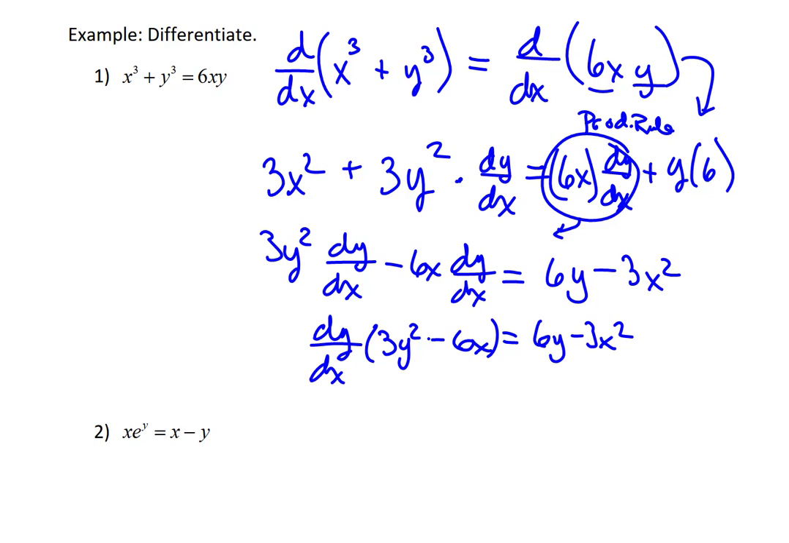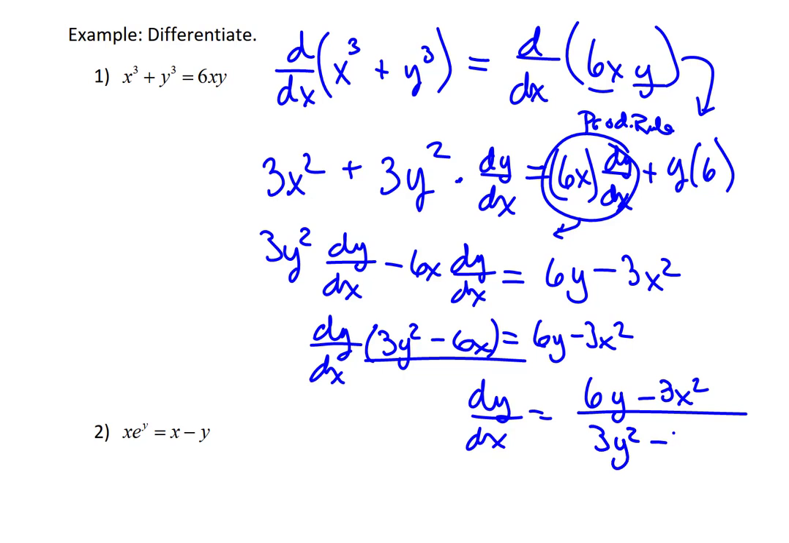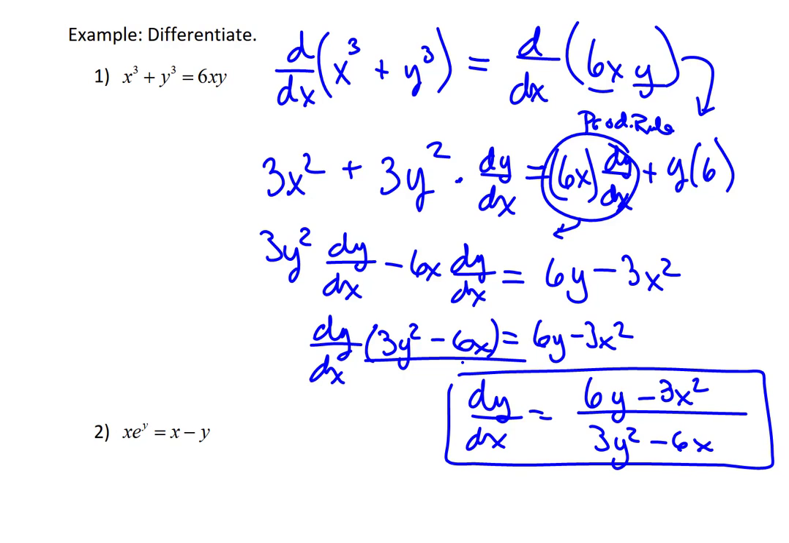And then your answer is going to be dy dx alone, which you could do just by dividing by this 3y squared minus 6x factor on both sides. So we'd end up with dy over dx equals, on the right side I keep the 6y minus 3x squared as the numerator, but now I'd be dividing it by this 3y squared minus 6x to get finally dy dx alone. This is an implicit derivative coming from an implicit function.